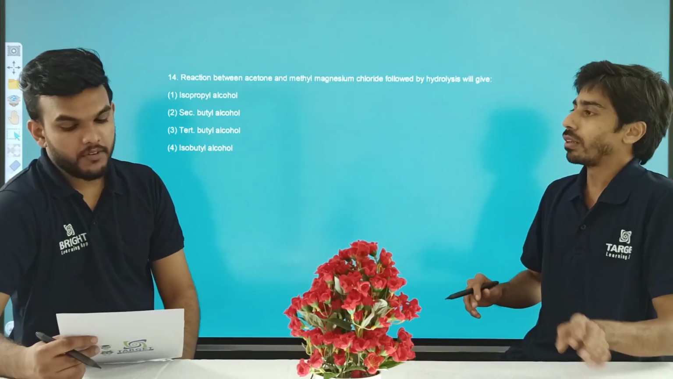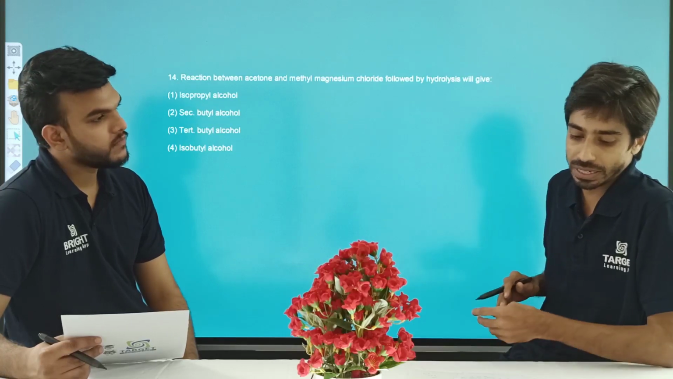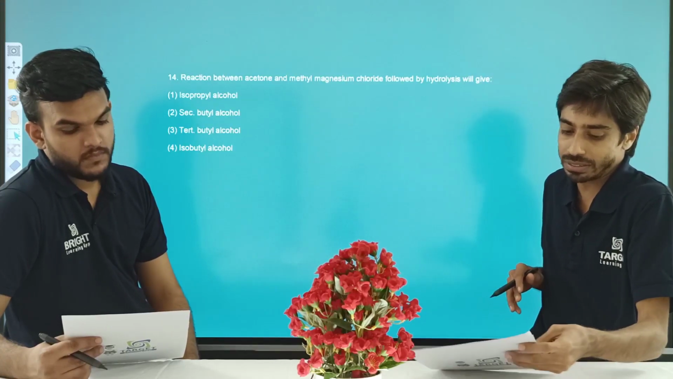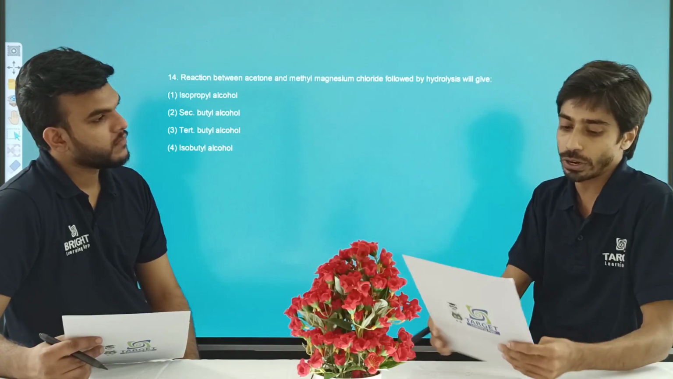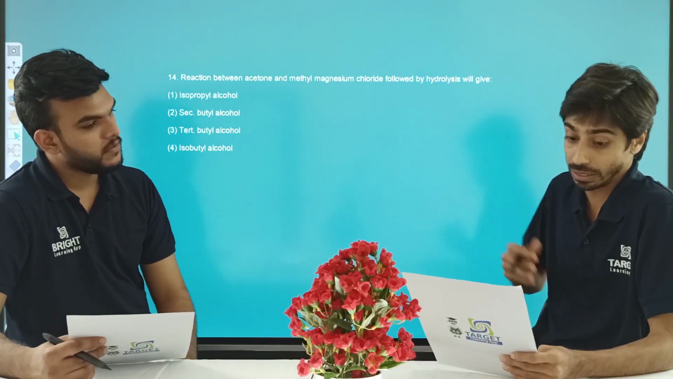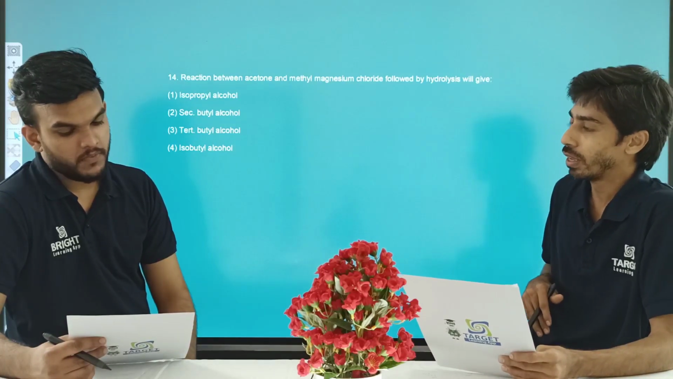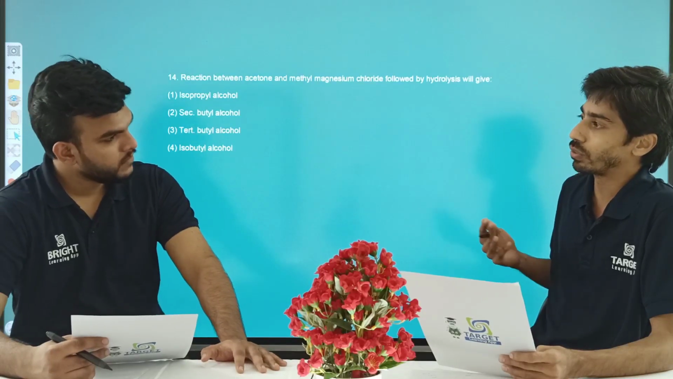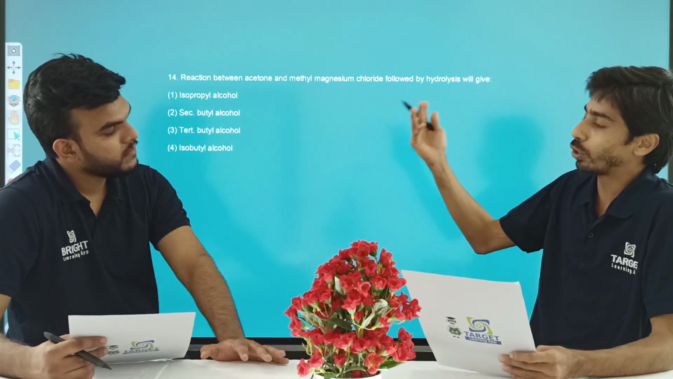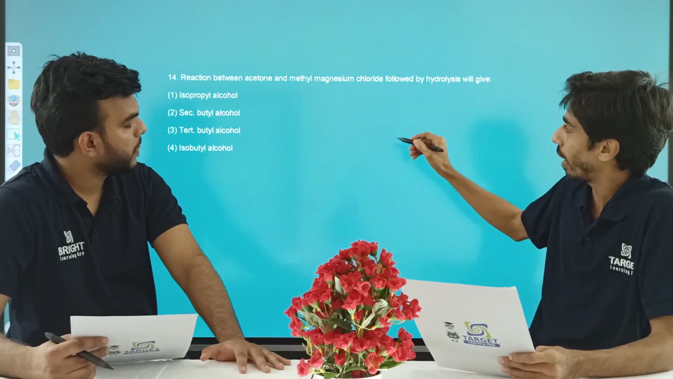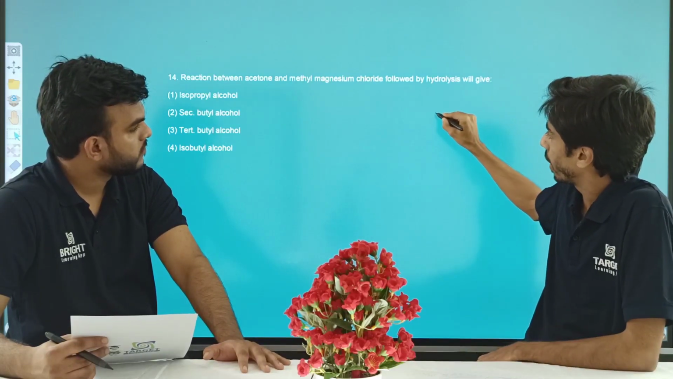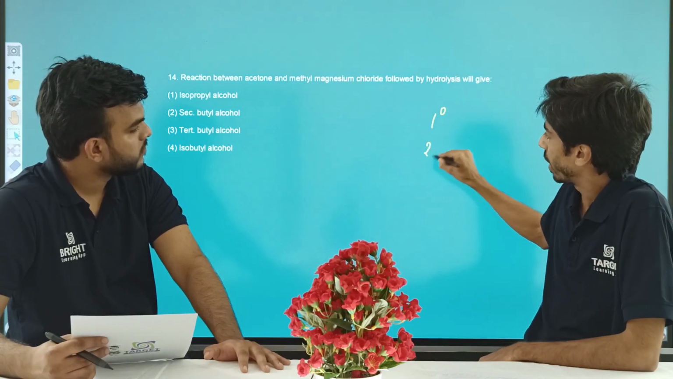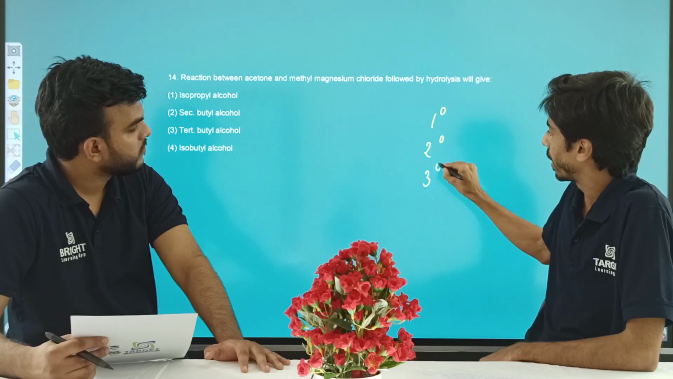Actually, it is a Grignard reagent, like methyl magnesium chloride. And this is from our chapter alcohols, phenols and carboxylic acids, some of the methods used for the preparation of alcohols. We have different methods, like we can use aldehyde or ketone to get converted to alcohols. So they can react, and we'll get either a primary alcohol, or a secondary alcohol, or a tertiary alcohol.